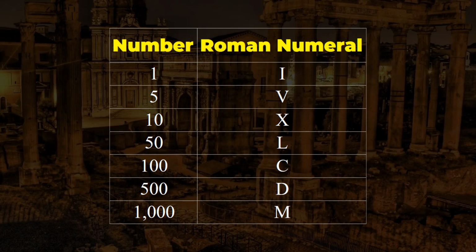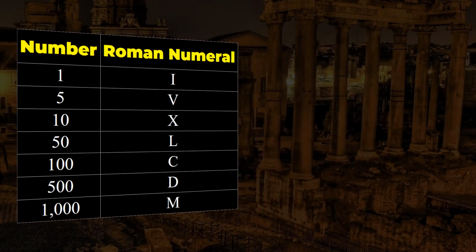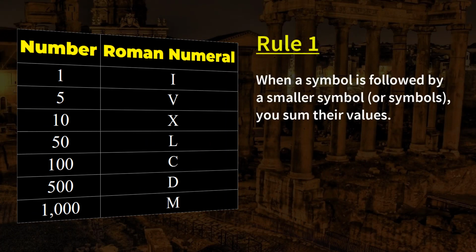The absence of a 0 numeral stems from the fact that the concept of 0, as we understand it today, did not exist in ancient Rome, nor did negative numbers. The numerals were strictly used to denote positive integers. Moving forward in our exploration, there are two main rules for reading and writing Roman numerals. The first one is that when a symbol is followed by a smaller symbol or symbols, you sum their values. For example, VI makes 6, since V plus I is the same as 5 plus 1.